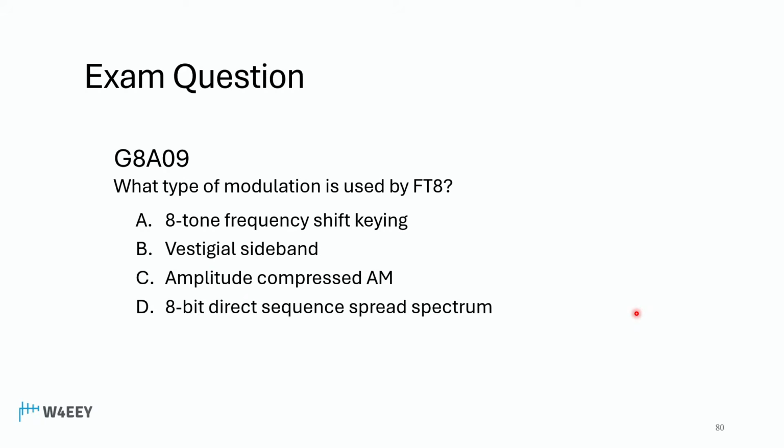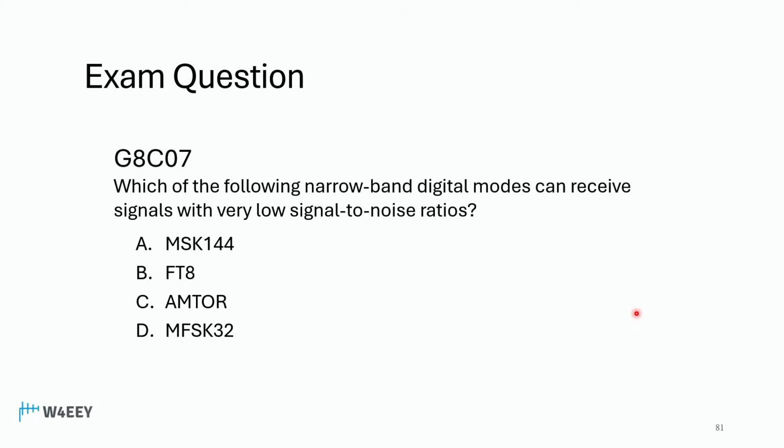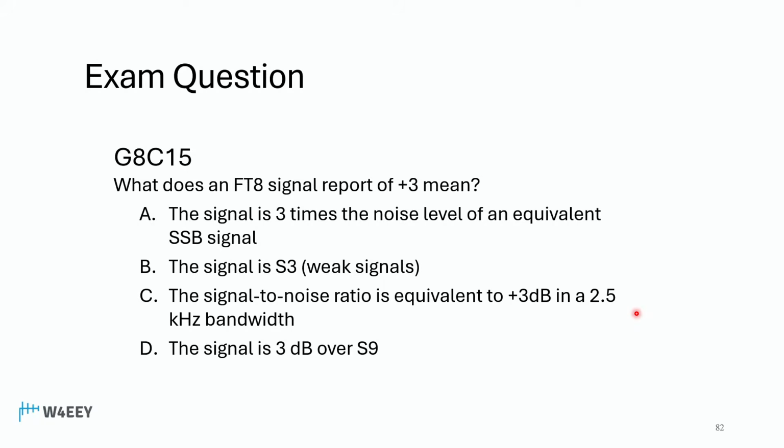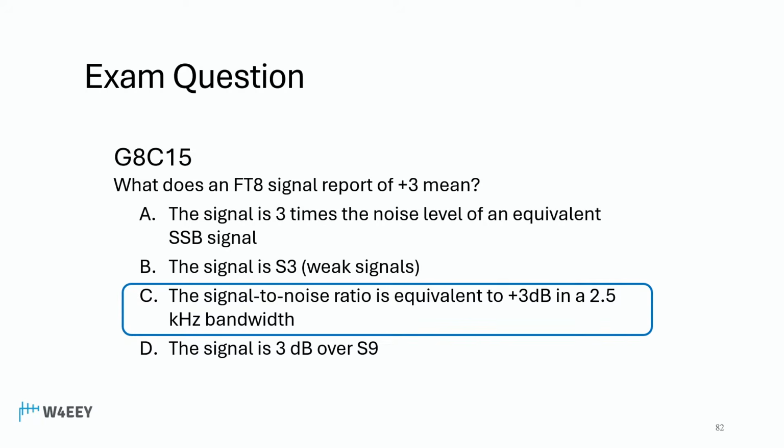What type of modulation is used by FT8? It is Alpha, 8-tone frequency shift keying. Which of the following narrowband digital modes can receive signals with a very low signal-to-noise ratio? Bravo. So of the ones given, FT8 is the right answer. What does an FT8 signal report of +3 mean? It is Charlie. It's one of those cases where the longest answer will work as well.